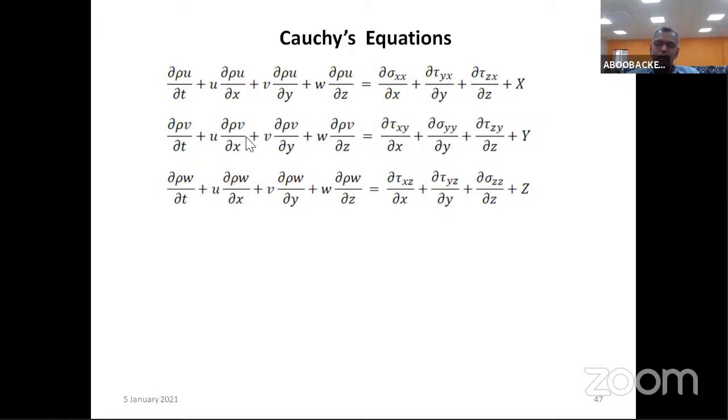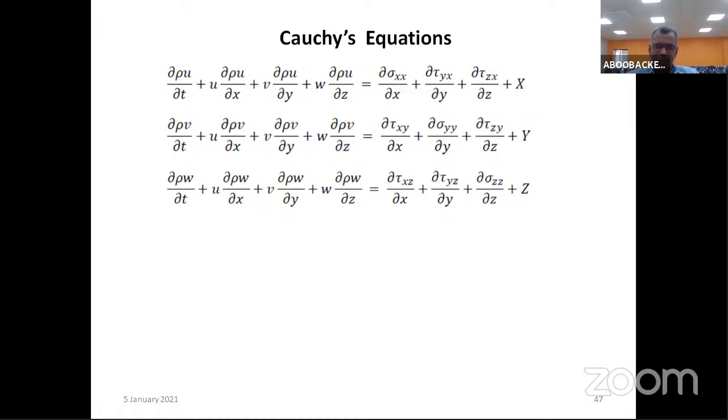So this is the basic equation. From this, if we replace these stress components in terms of strain components, we get what is called the Navier-Stokes equations. For that, the stress components have to be related to the rate of strain. Here the left-hand side is all velocity components, which we will be able to quantify or measure, whereas the stress components are not possible to measure in a fluid.